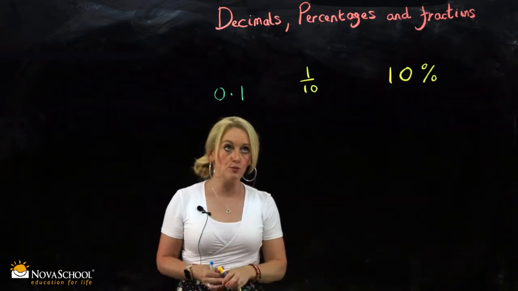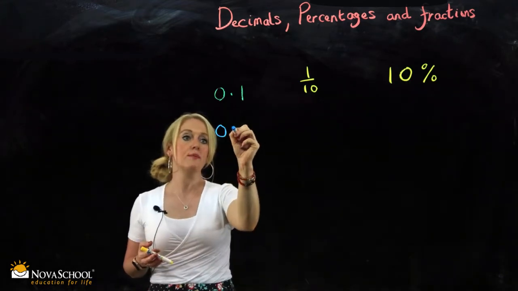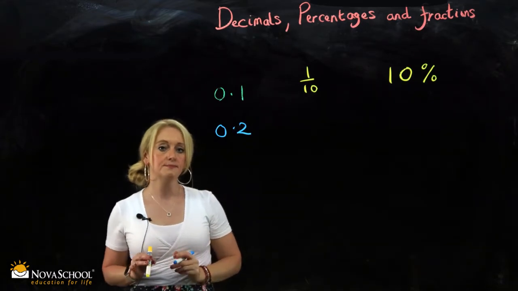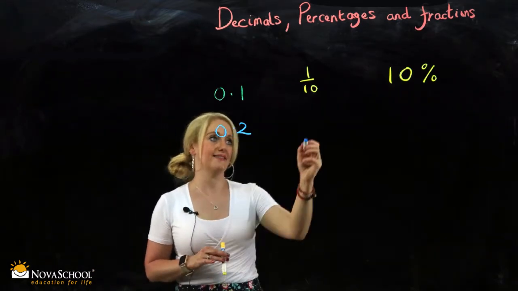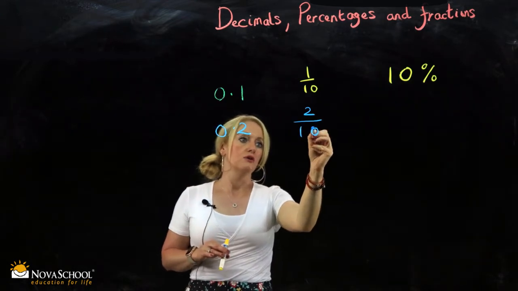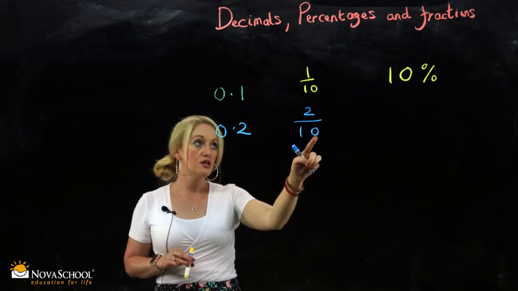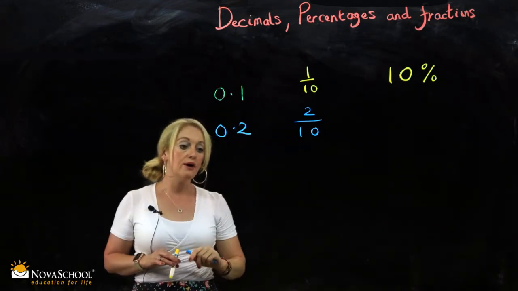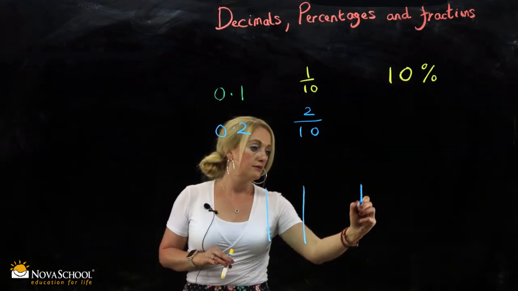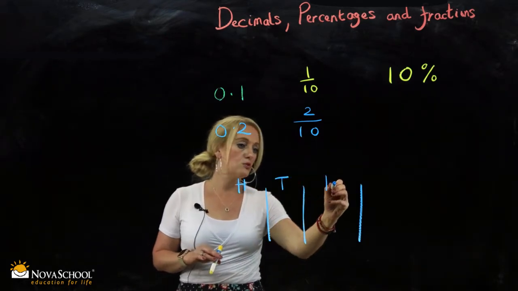Now, let's try another one. Should we try 0.2? There's a clue here, guys. You'll be able to see it. 0.2, what do you think that's going to be? 2/10. Okay, because we are using only 0.2 of the 100, okay? So we've got 2/10.